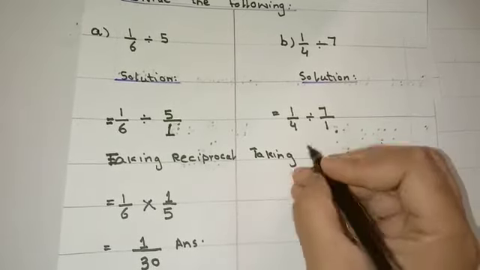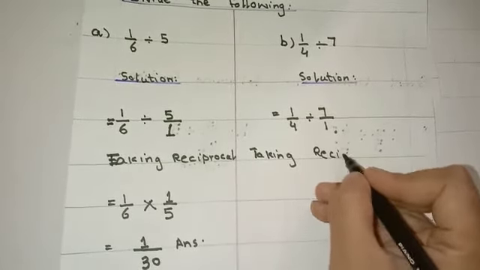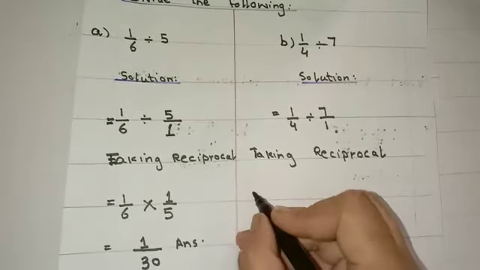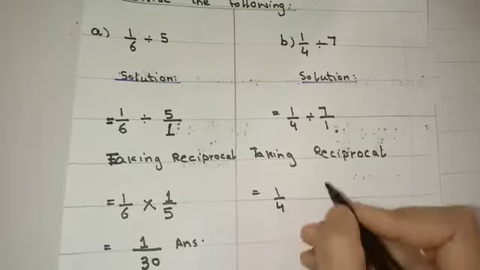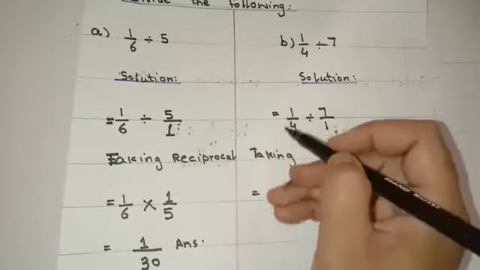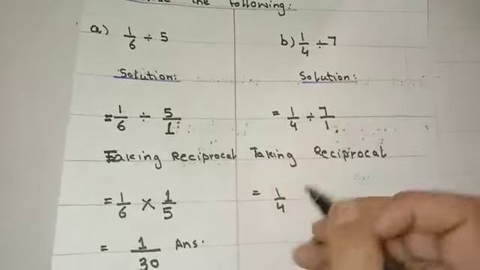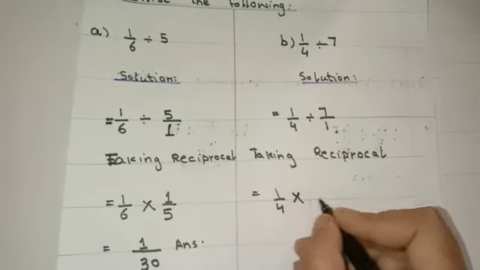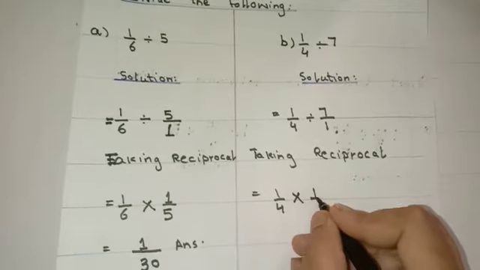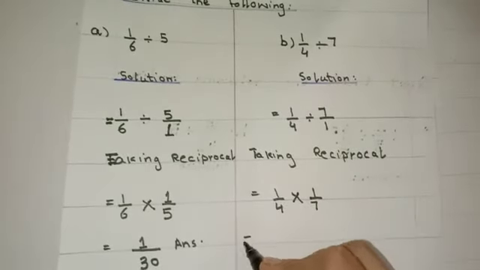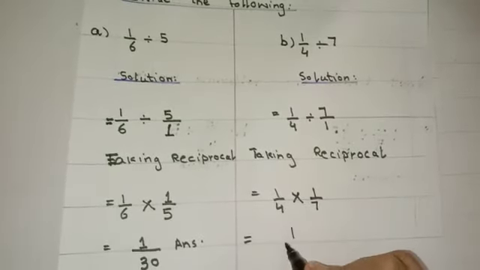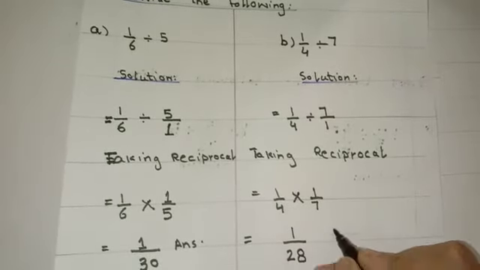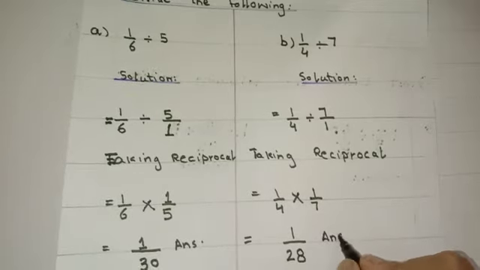Taking reciprocal, 1 over 4. Remember that when we solve these questions, we do nothing with the first fraction. The first fraction will be written as it is. 1 over 4 multiplied by 1 over 7. Now 1 ones are 1, 4 sevens are 28. That's all. This is our answer.